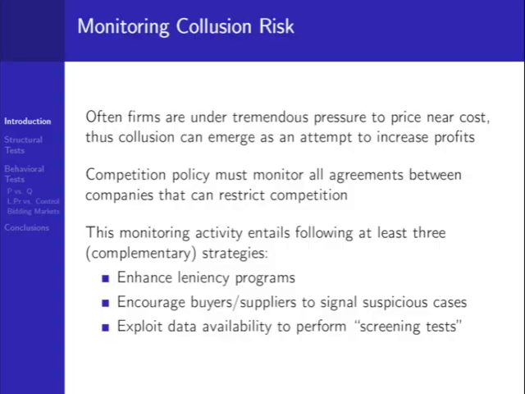So, often firms are under a tremendous pressure to price near cost, and so collusion can emerge. And this is why competition authorities have among their goals, as Tommaso was saying, that of monitoring the risk of collusion. So this monitoring activity takes place through leniency programs, the signaling from buyers and suppliers of suspicious cases, and something that we call screening tests.